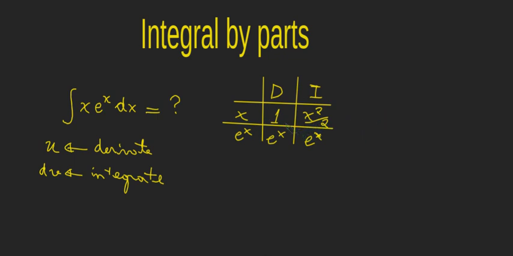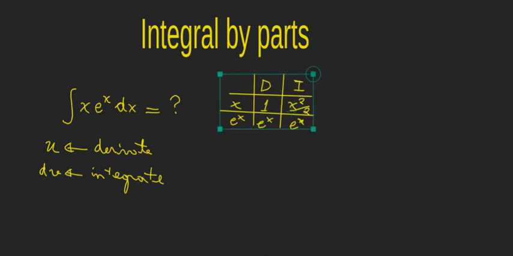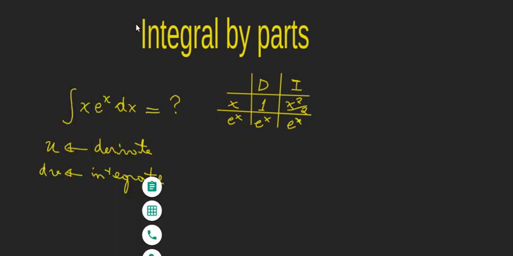But if I choose to derivate, I'm simplifying the expression. I'm taking an x and replacing it by 1. That is nice. If I choose to integrate it, I will get a more complex expression. So the good choice here is to call u equals x. This is the good choice because I will simplify the entire expression.